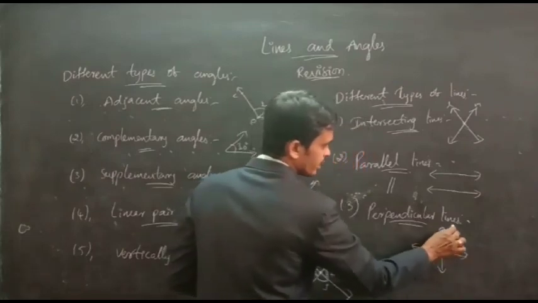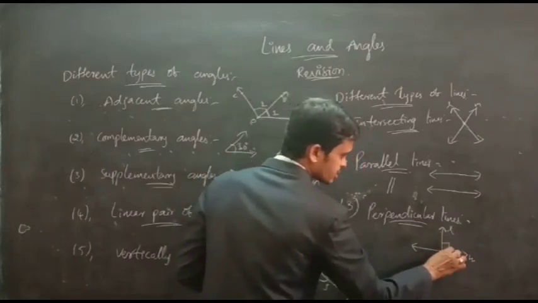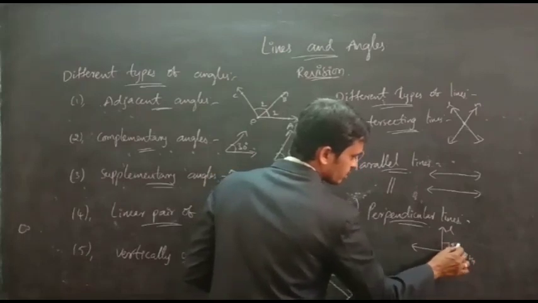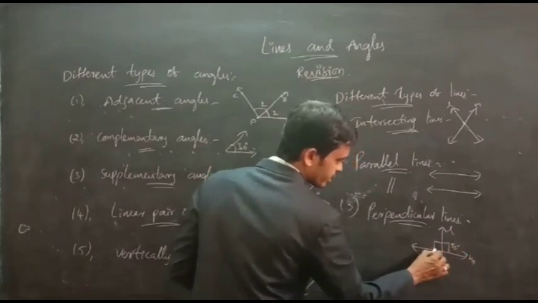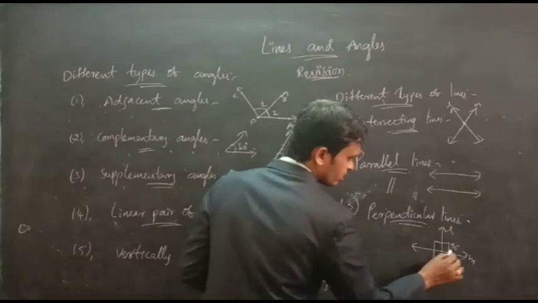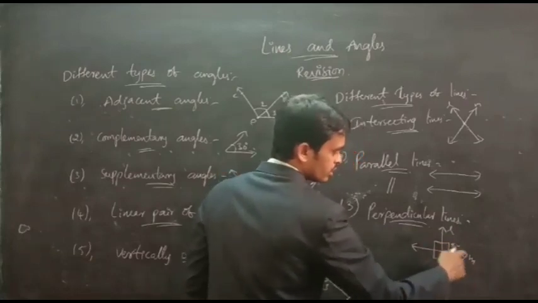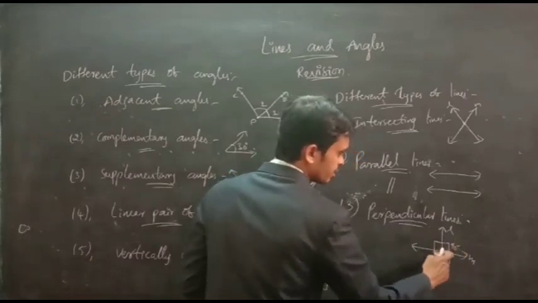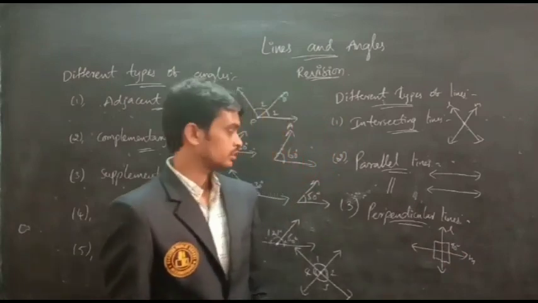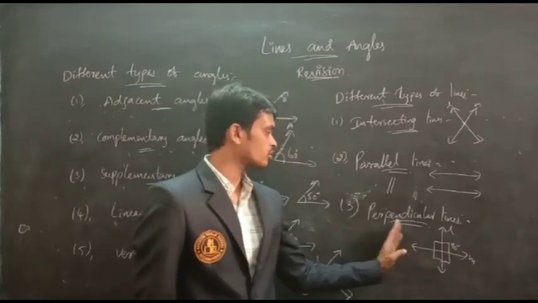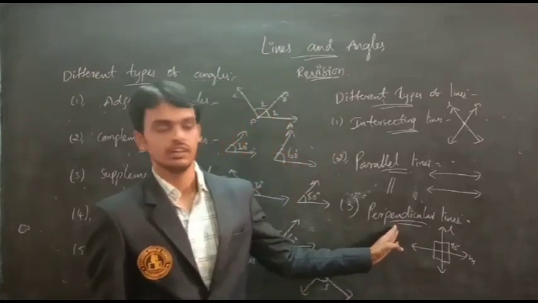Two lines, line L and M, intersect at right angles. See, look here, right angle, right angle, right angle, and on all sides right angle, 90, 90, 90, 90. Then this type of lines are called perpendicular lines. Next, transversal line.